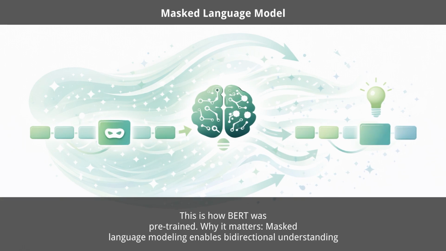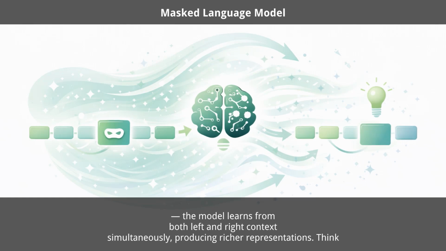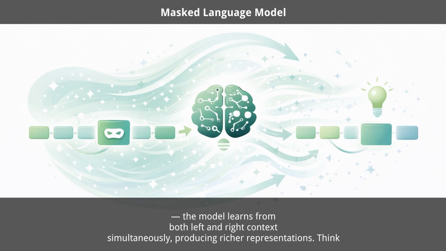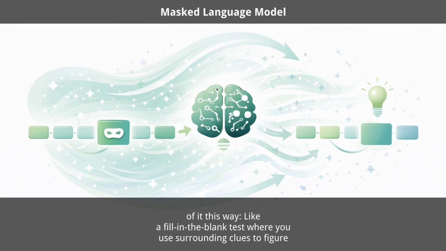Why it matters? Masked language modeling enables bidirectional understanding. The model learns from both left and right context simultaneously, producing richer representations.